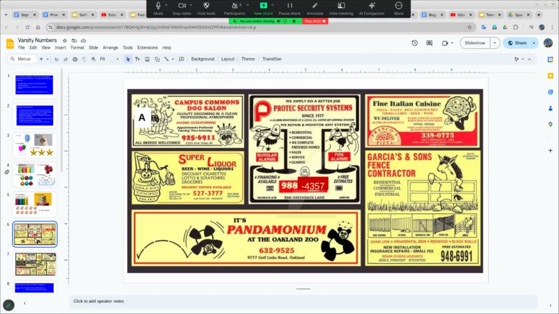Let's work with some phone numbers. The Campus Commons. I'm going to say just the phone numbers, all the digits as single numbers. Okay. 9, 2, 5, 6, 9, 1, 1. Bien. I want somebody to try the security systems one, the one right in the middle, en el medio. Who wants to try just the phone number?